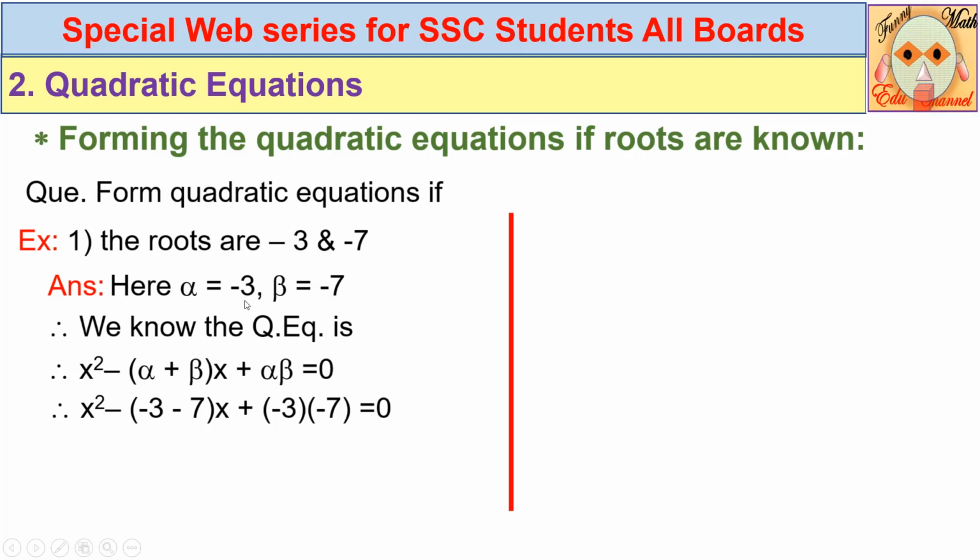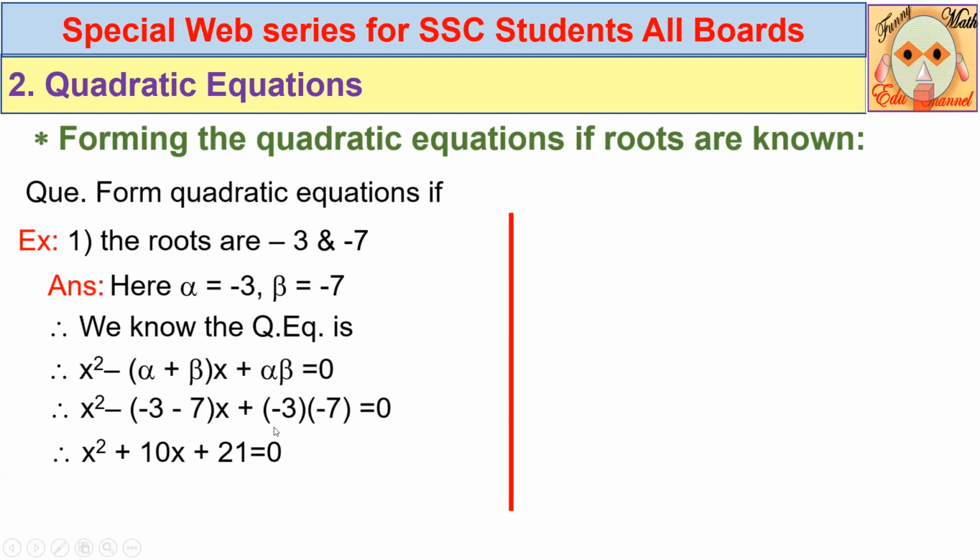Now here, a very important thing you have to keep in mind: alpha is minus 3, beta is minus 7. Due to the plus sign I have taken minus, because the given sign is minus 7. So here you have to do the addition of minus 3 and minus 7, which will be minus 10, and the outside minus sign will make it plus, and here the product will also be plus. So in the next step you get x square plus 10x plus 21 equal to 0.